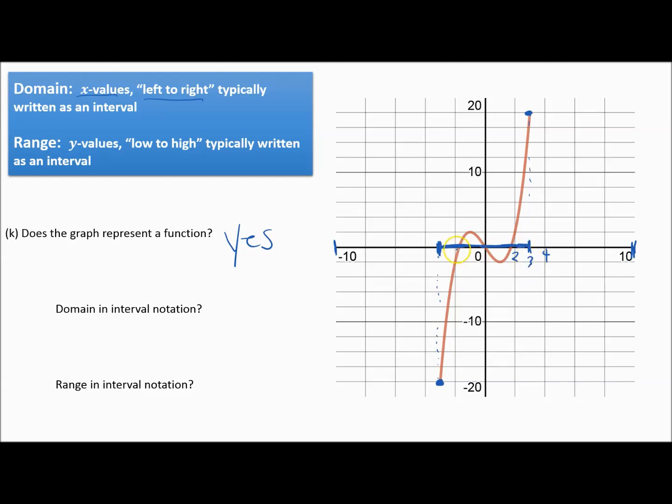On the other side, this is -2, and this is -4, -6, -8, -10, yes. So this must be -3. So the domain is -3 to +3 with brackets. So you have to be especially careful about your scale, okay?